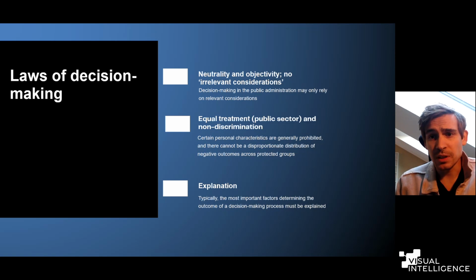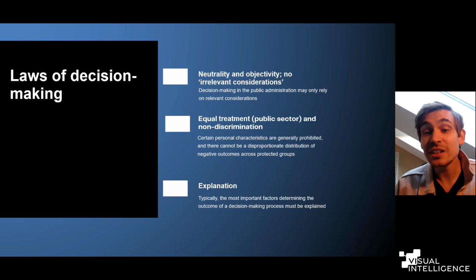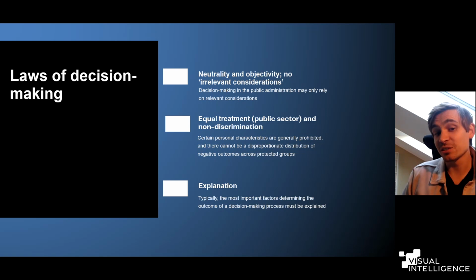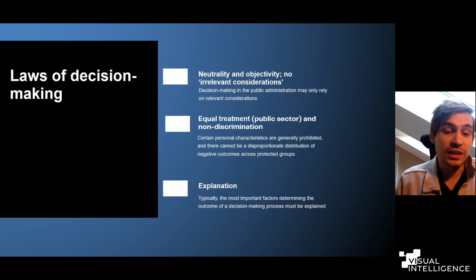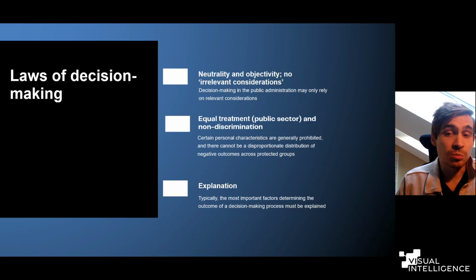Just want to mention also the explanation requirement in public sector decision-making, which is linked to these two other requirements. And typically the most important factors should be explained. So this is also a legal reason why the machine learning community should definitely continue to develop these methods so that AI can be used in public sector decision-making and comply with the explanation requirement, or enable public officials to provide an explanation that the citizen is entitled to.